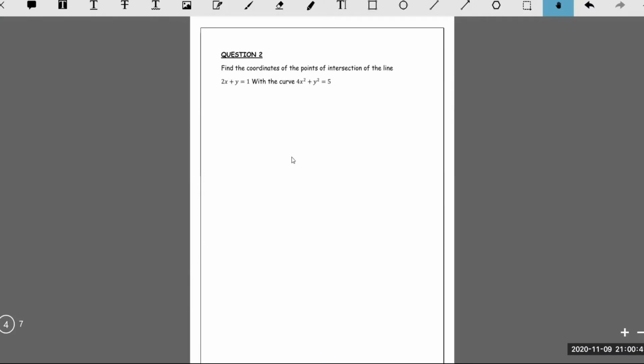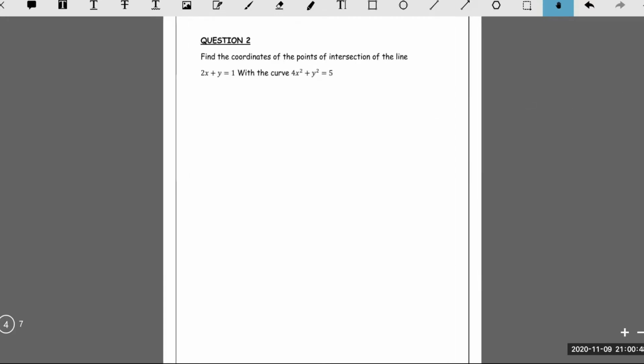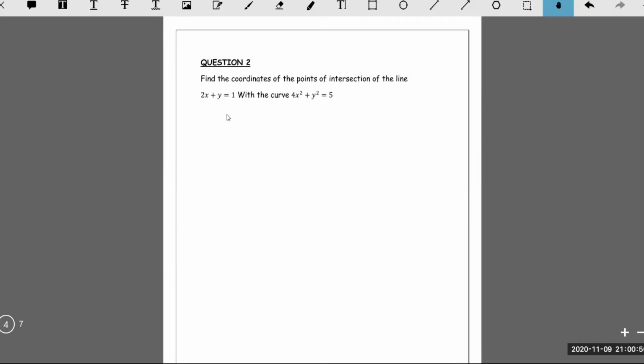Now let's look at solving simultaneous equations. To solve simultaneous equations is very simple. What we do is substitute the line into the curve. So right here we're given two equations. We have 2x plus y is equal to 1.